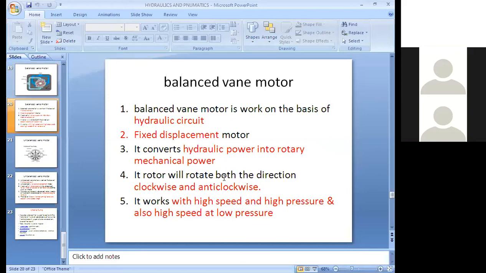The fifth one is that it works with high speed and high pressure, and also high speed at low pressure. These are two conditions: if you want high speed and high pressure, or high speed and low pressure, based on your requirement and application, we can use the balanced vane motor. Today I discussed the five most important points about the balanced vane motor. I hope all five points are clear.